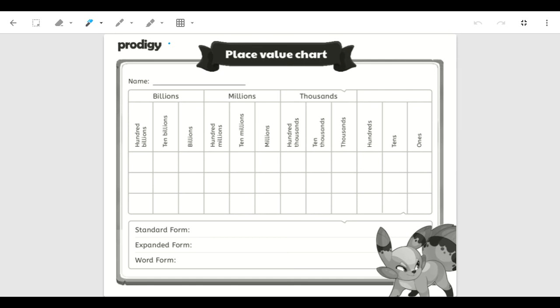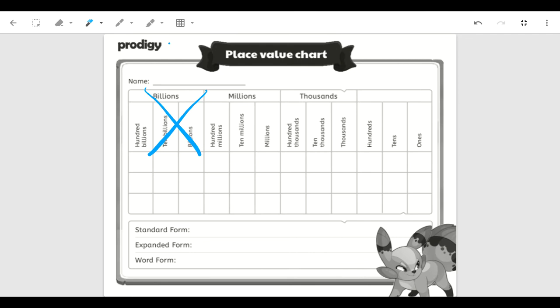So again, we have our ones as our smallest whole number place value, then our tens, our hundreds, thousands, 10,000s, 100,000s. After our 100,000s is our millions, then 10 millions, 100 millions, billions, 10 billions, and 100 billions. For our sakes, we're only going to work up to the millions. We're not going to worry about the billions right now.